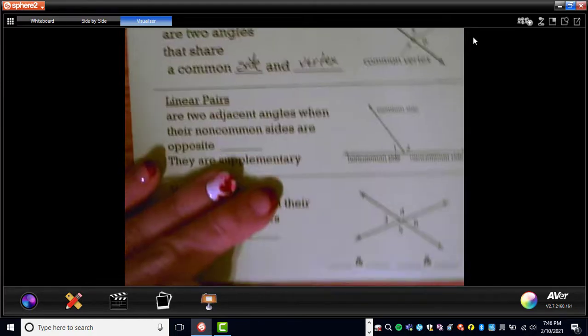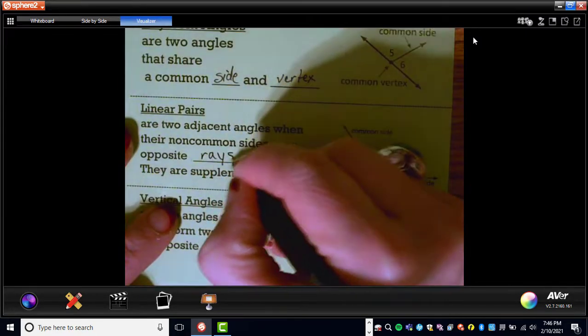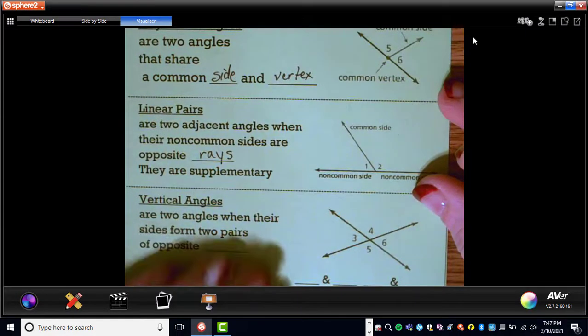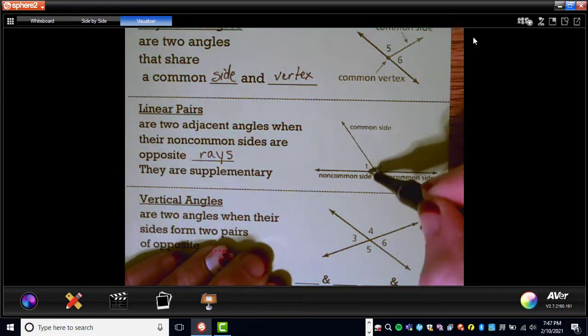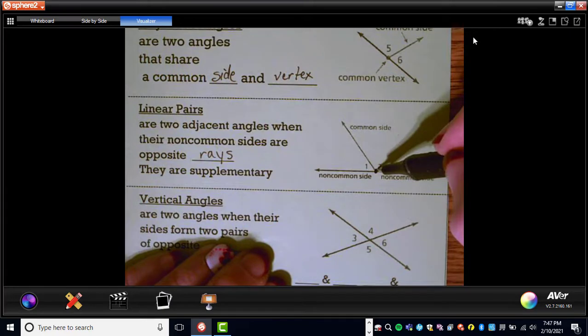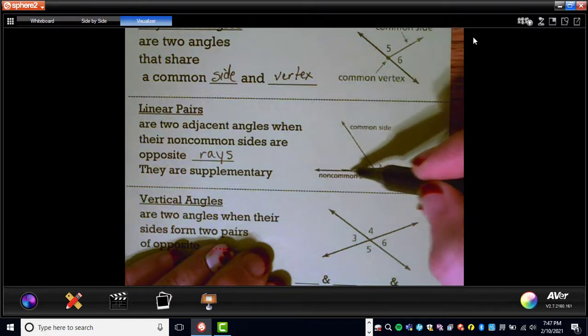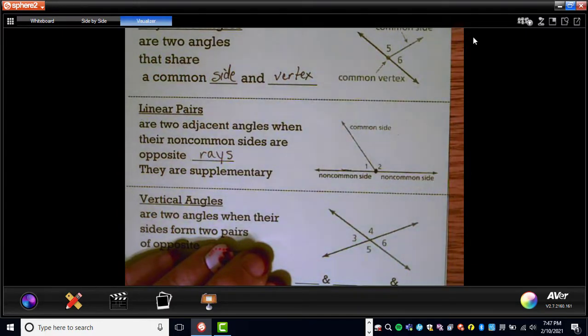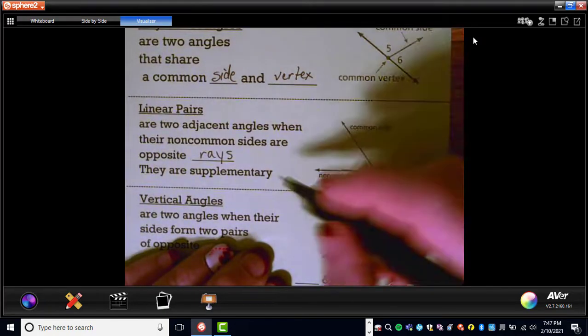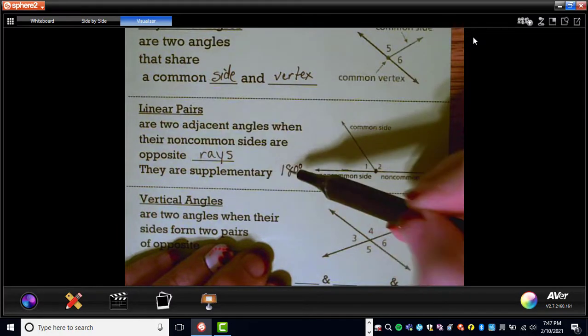Next, we have linear pairs. Linear pairs are two adjacent angles when their non-common sides are opposite rays. Okay, so what it means by that, so non-common sides, those would still be rays. This would be the vertex, and they have one common side. So a linear pair, you can see it makes a straight angle. And a straight angle, straight line there, would give you 180 degrees. And we know that from above too. Supplementary means 180 degrees.